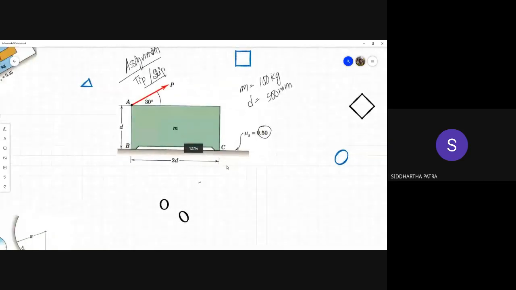Is this okay? Yes, sir. Sir, will it slip first? That is the question, whether it will slip or tip. No, I don't have the answer. I never carry answers with myself. Okay, sir. For some problems, I do recall the answers, but.